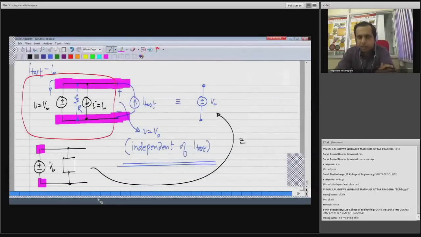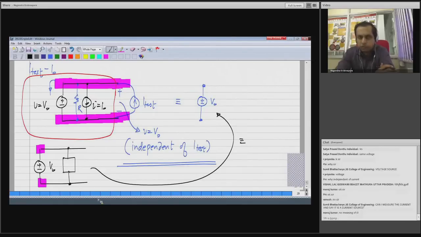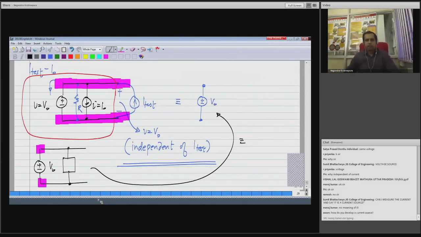Now, somebody asked, if you measure the current, will it become a current source? No, that's not the case. Because it appears like a voltage source, you will not be able to connect a voltage source and measure it. You will get an inconsistent condition. Now, this can sometimes happen. I said that to test what a circuit looks like between two terminals, you can either apply a voltage or apply a current. If you apply a voltage, you measure the current, and if you apply a current, you can measure the voltage.